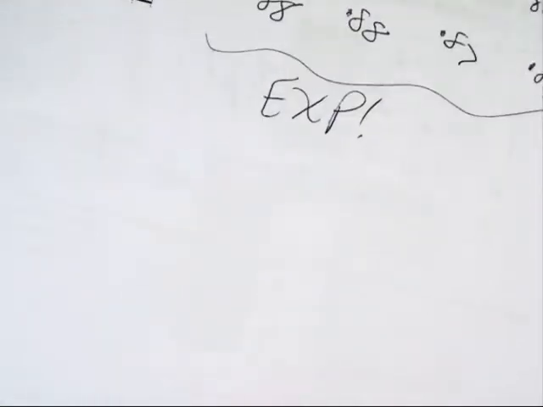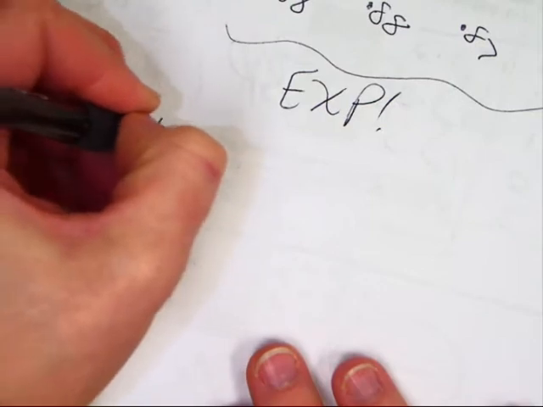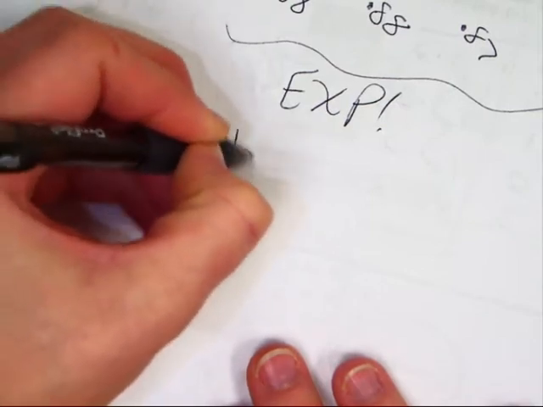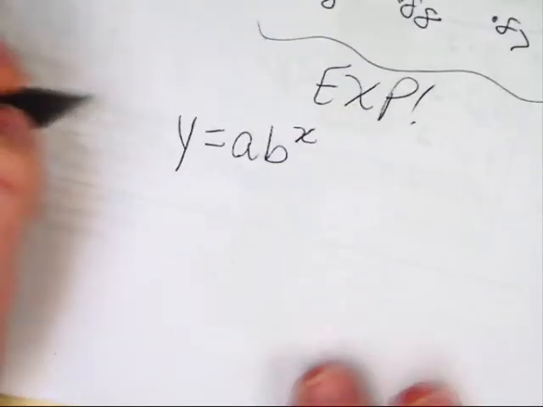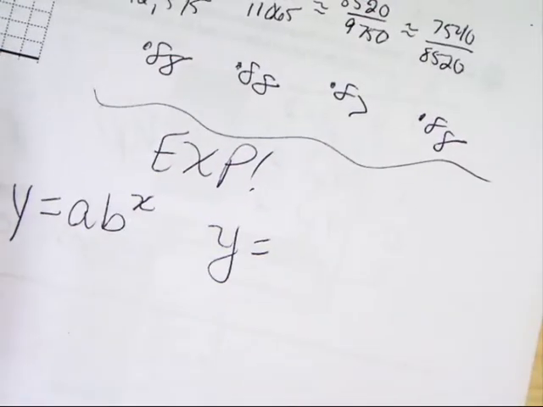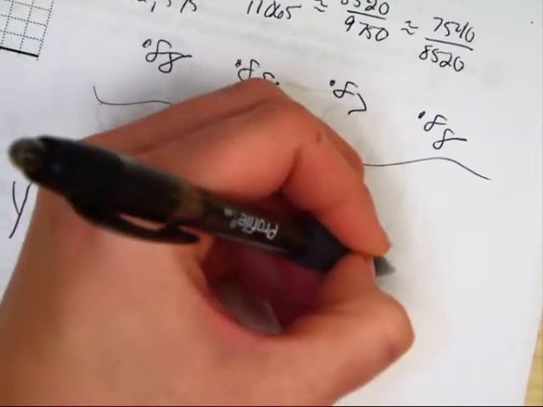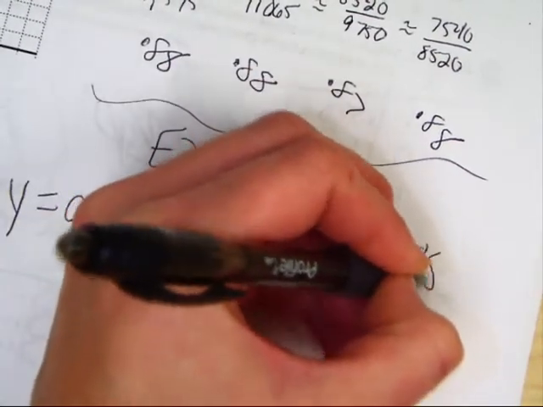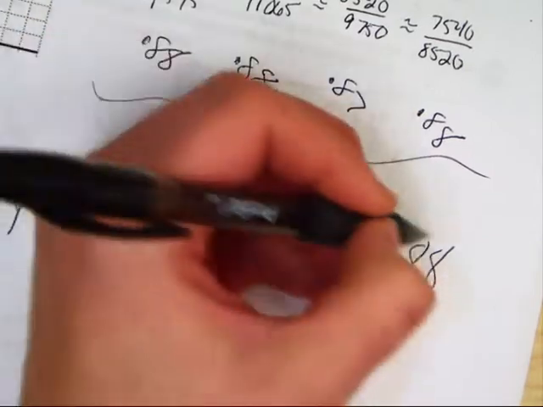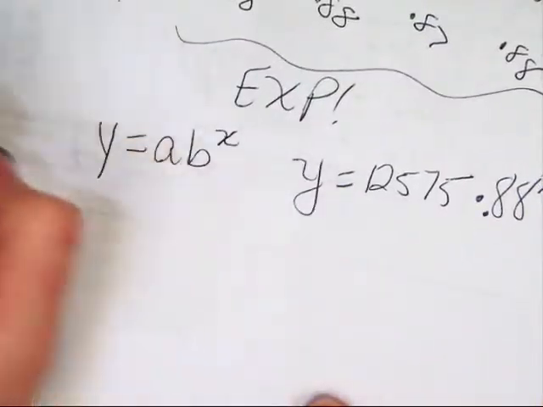We're going to call it exponential then. Now we can make our equation. You have learned this. Remember, it's y equals ab to the x. So this equation is going to be y equals, well, how much did it start at? 12,575 times b, which is 0.88, to the x, and x is time in years. That is pretty good.